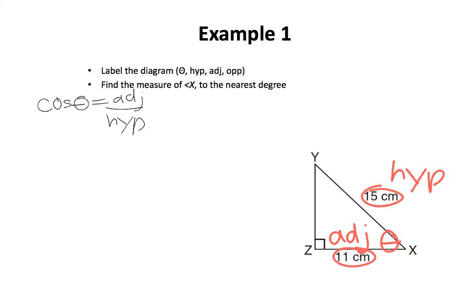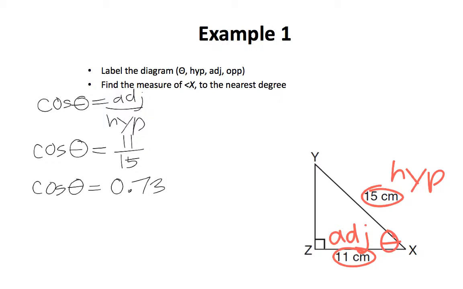Next, we want to substitute in our known information. I do not know what theta is. That's what I'm looking for. So let's leave it as is. Adjacent is 11 and hypotenuse is 15. I can't do anything with the left side of the equation, so I'm going to leave it as is. Meanwhile, 11 divided by 15 is approximately 0.73. Remember, I want to figure out what theta is equal to.